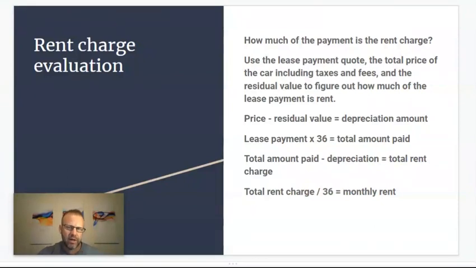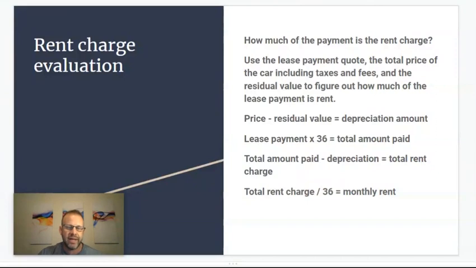That's the easier calculation to do, but this is a next level type of evaluation of the quote you'll be getting. This will be helpful when you're not able to get any dealer to give you any reasonable quote, and it just seems like the payments are so high. This can help you figure out how much of that payment is the finance charge, or we call it in leasing the rent charge, as we previously discussed.